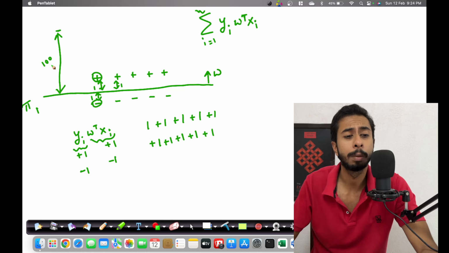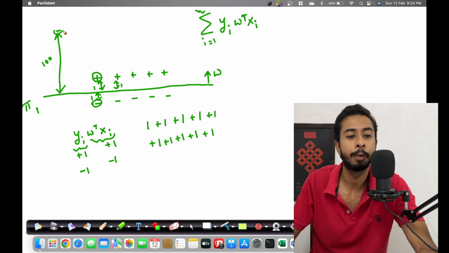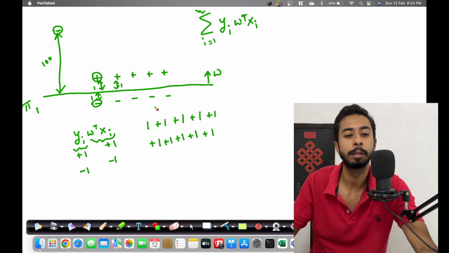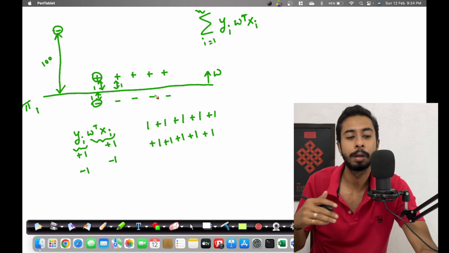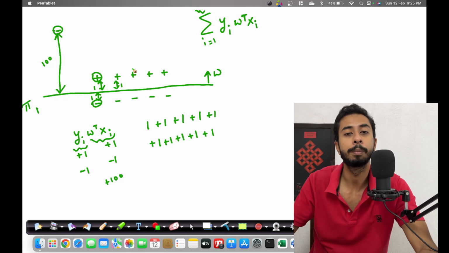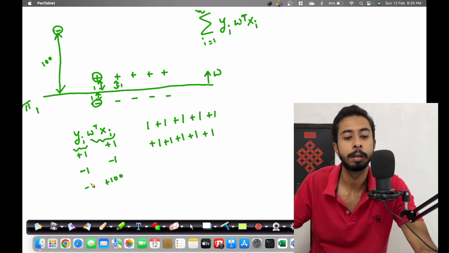Done. So now what about this point? This is a negative point which is on the positive side of the plane. So what is the distance? The distance unit is 100, but it is on the positive side, so the distance is plus 100, because it is on the same side of the plane where the normal is pointing. What is the class of this point? True class, it is minus 1. So minus 1 into 100 is minus 100.